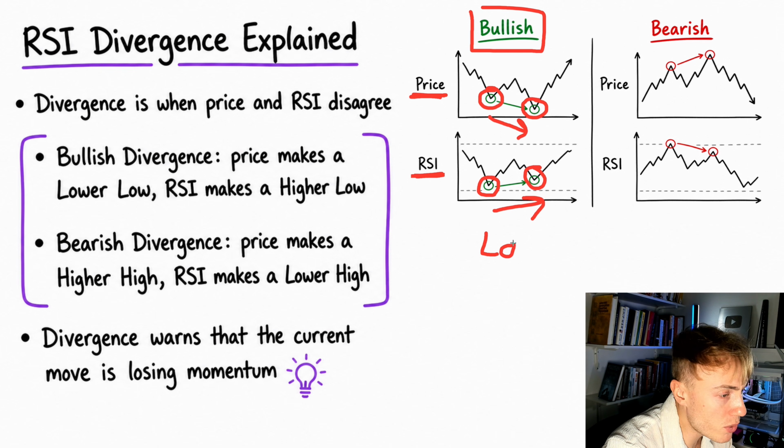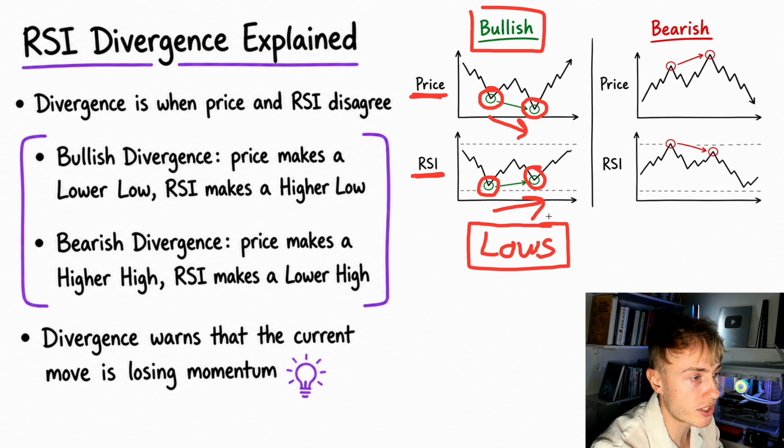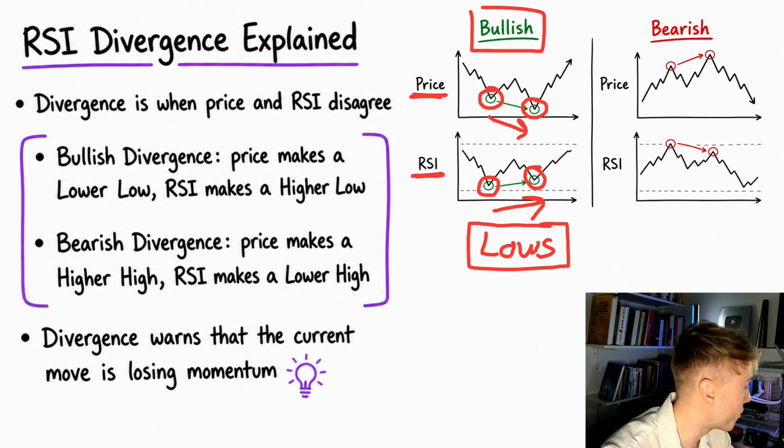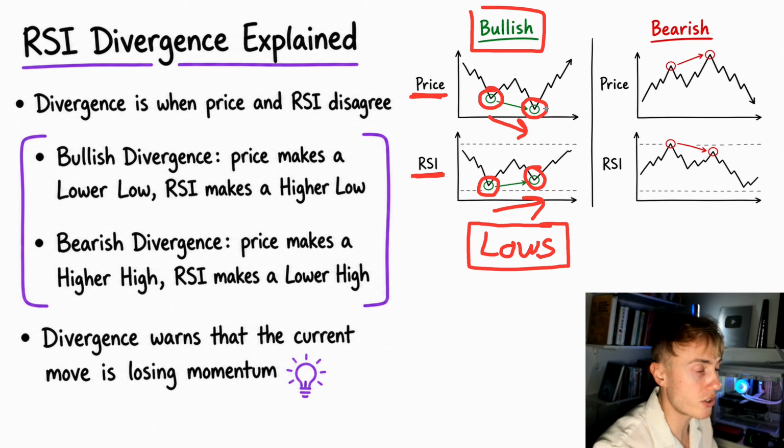And one very common mistake I see for beginners here, make sure to pay attention, is that you should only look at the lows. When we're talking about bullish RSI divergence, you should only look at the lows. Many beginners will confuse the lows with the highs and start looking at, for example, this point and this point and this point and this point. And this is not something you should do. When we're talking about bullish divergence, only focus on the lows.